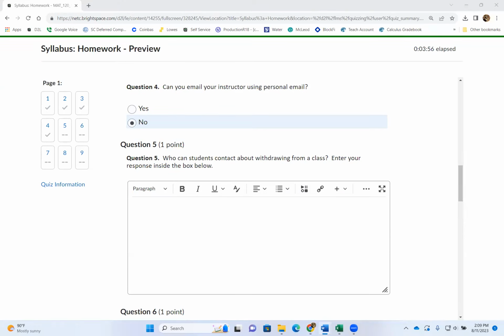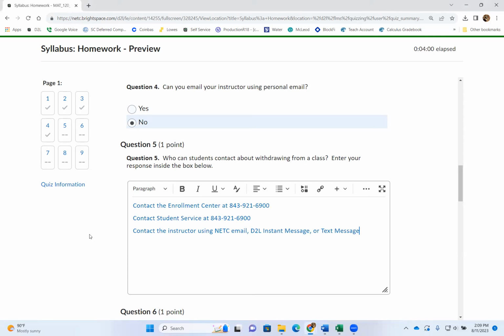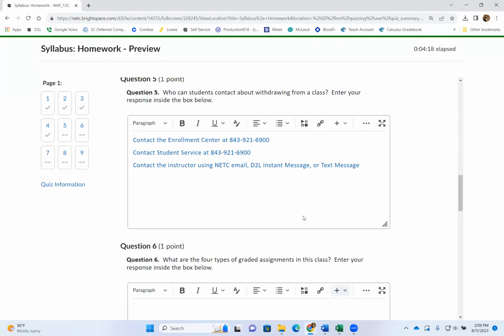Who can the student contact regarding withdrawing from the class? Student can contact the enrollment center at 843-921-6900. Student can also contact the student service directly, if you still want to withdraw, at the same number. Or you can contact your instructor using your student NETC email, D2L instant message, or you can text me saying that Mr. Chen, something happened, I cannot continue this class, okay? Please copy this down.